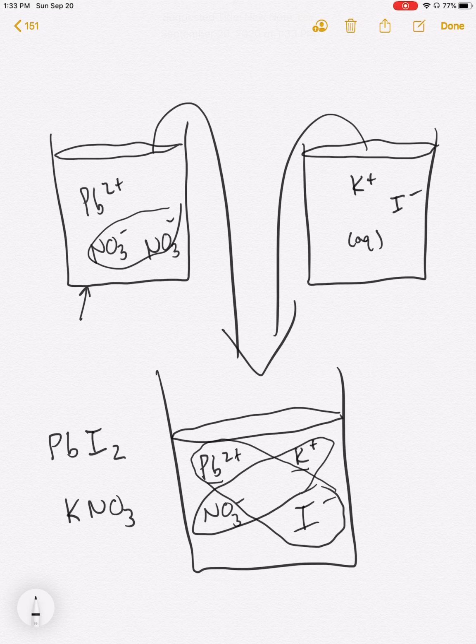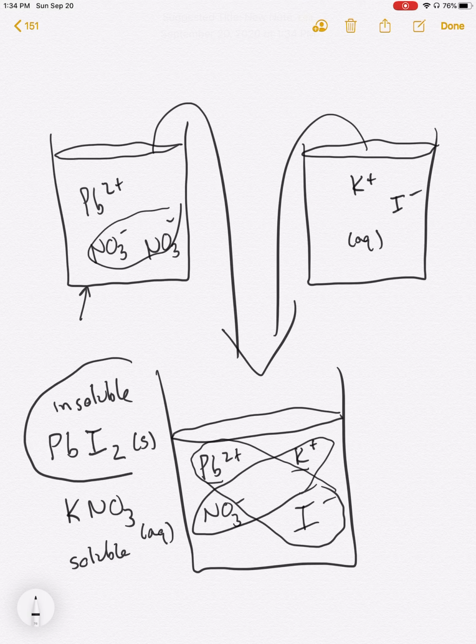So now we have to look back at solubility rules to see if these would be soluble or not. All group 1 cations, like potassium, are soluble, so this is going to be soluble and remain in aqueous solution. However, solubility rules tell us that lead 2 iodide is insoluble, therefore we will form a precipitate, and the precipitate will be lead 2 iodide. If both of these products would have been soluble, there would be no precipitate.